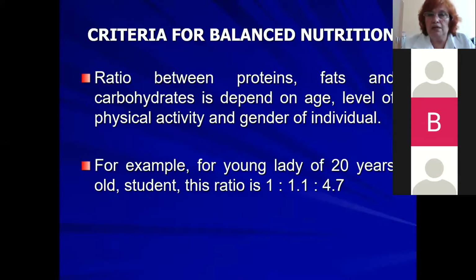What are the criteria for balanced nutrition? The first criterion: the ratio between proteins, fats, and carbohydrates depends on age, level of physical activity, and gender of the individual. For example, for a young lady of 20 years old, a student, this ratio is 1 to 1.1 to 4.7.